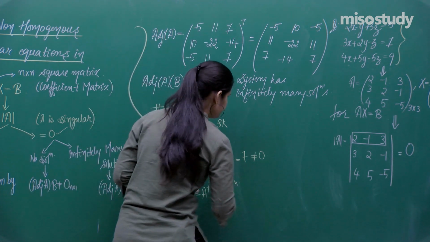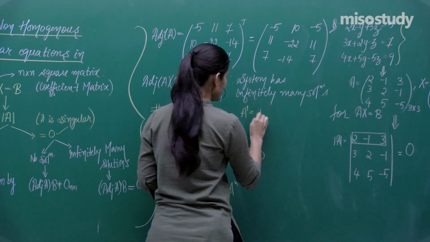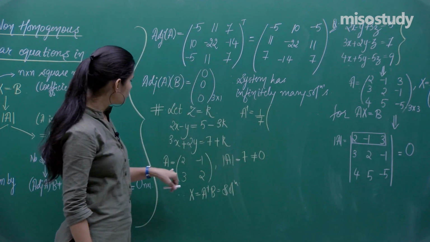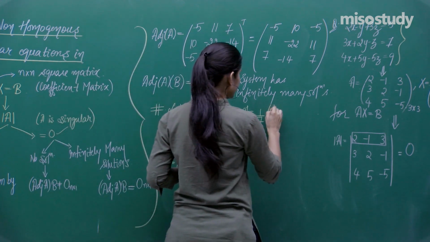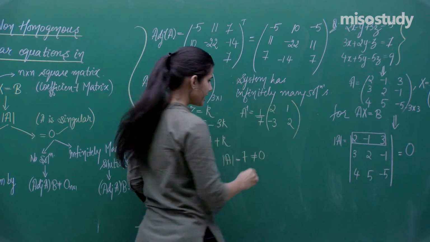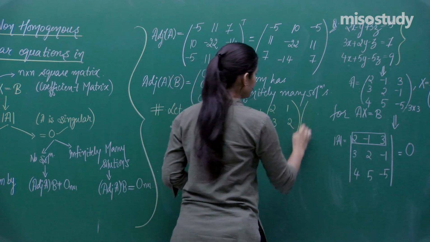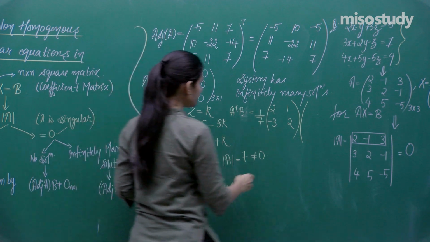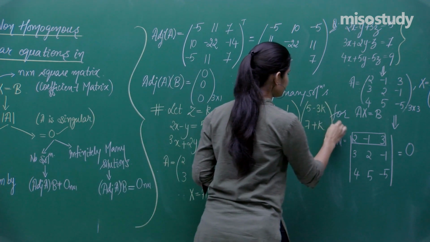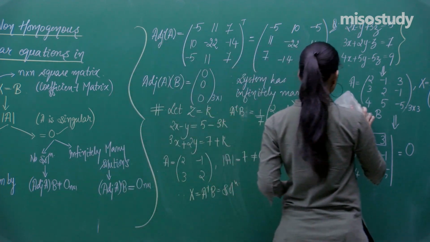What is A inverse? I can calculate very easily A inverse. A inverse is 1 by 7 into adjoint of A. Adjoint of A, how do you get the adjoint of A of a 2 cross 2 matrix? Interchange the diagonal elements, change the sign of the off diagonal elements. So, A inverse and A inverse into B, if you evaluate directly, B is what? This 5 minus 3k, 7 plus k. Are you understanding? Let me just remove this.